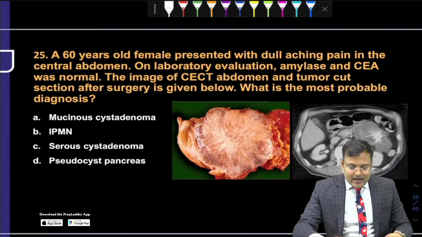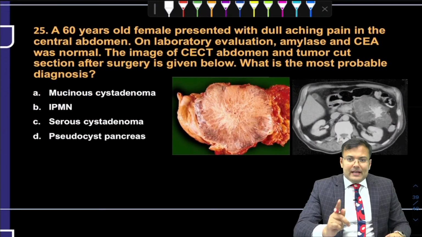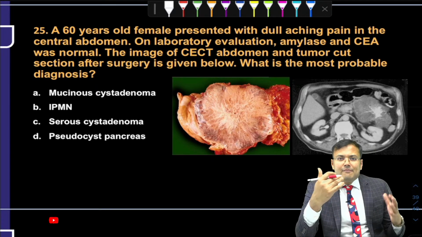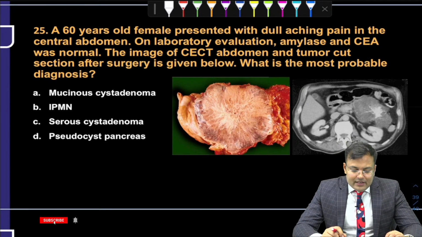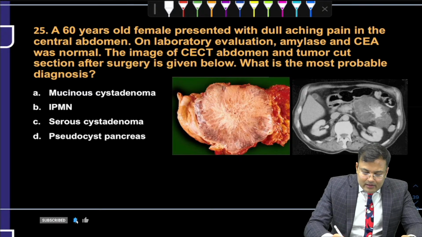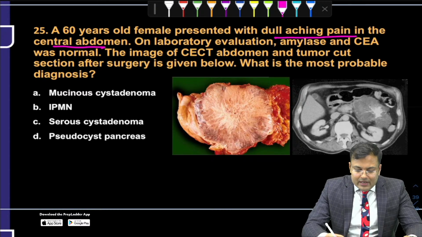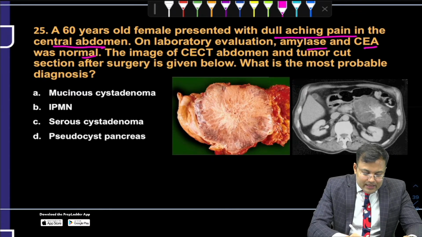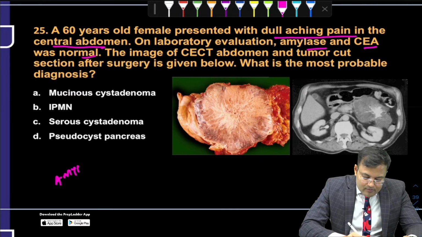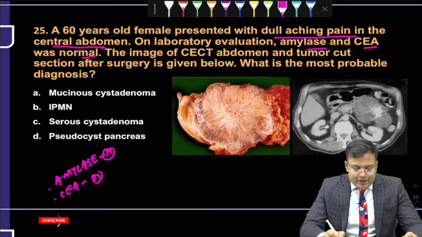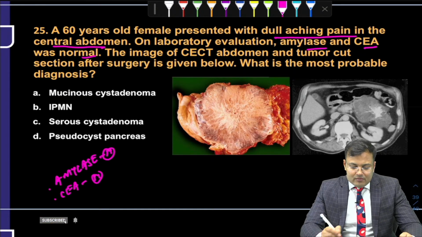Now question number 25. This is a very, very important question. Sometimes this question is asked with an image, sometimes without an image. A 60-year-old female presented with dull aching pain in the central abdomen. On laboratory evaluation, amylase is normal and CEA is also normal. The CT image and tumor cut section after surgery are given below. What is the most probable diagnosis?